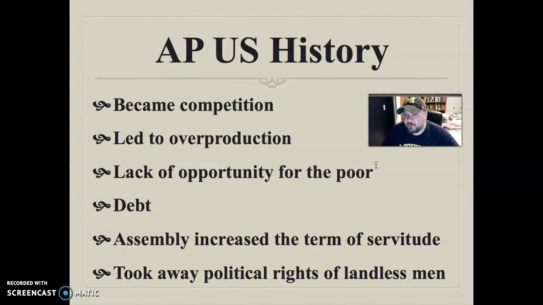Assemblies increased the term for servitude because during this time period in the late 1600s, there are some indentured servants that once they gain their freedom, they can't make it. They have so much debt that they actually go back and sign another servitude agreement to pay off that debt. That was a problem. So the assembly saw that, and again they wanted that cheap labor, so they increased the term of servitude. They also took away political rights of landless men, like the right to vote. So no right to vote. I don't know where I got the "not as much" from. That's okay.